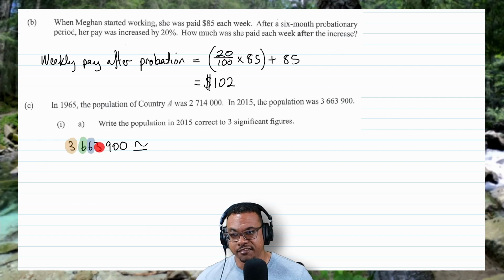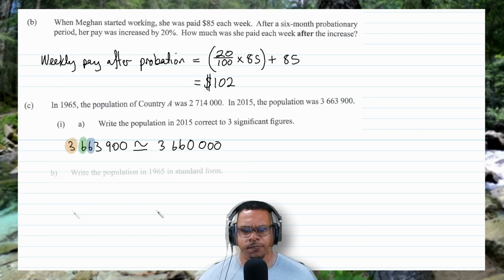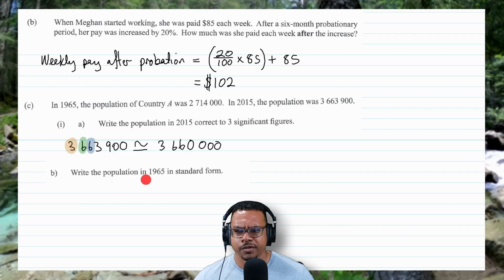Then we look at the number right after, which is a 3, which means the 6 remains the same, and everything else behind here turns to zeros. So I'll have 3, 6, 6. So that's my 3 significant figures, and now everything else is zeros, right? So 0, where the 9 is, we have a 0 as well, and then the 2 zeros. And that's your answer here to 3 significant figures, 3,660,000.